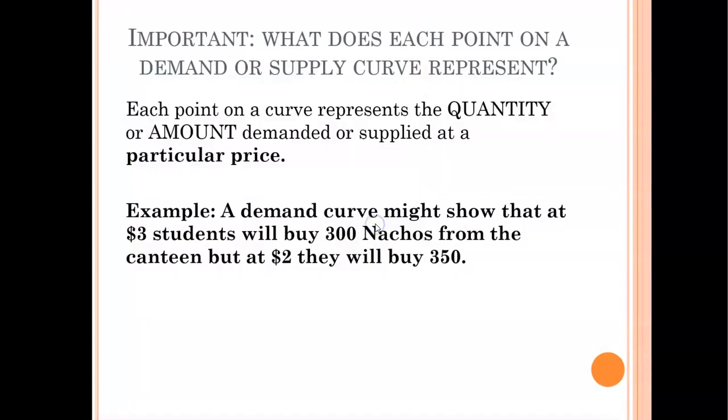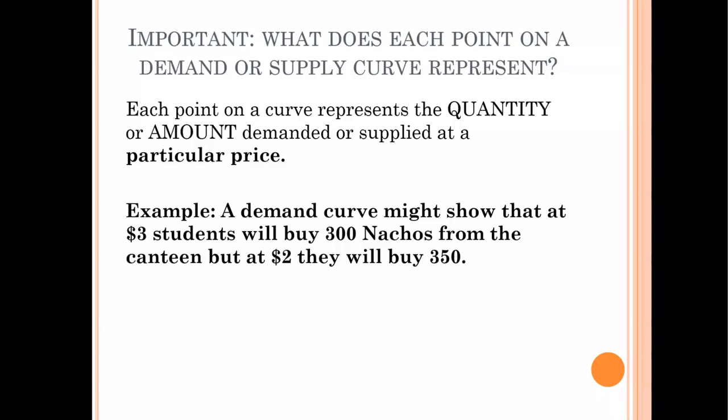You should know the basics of the idea of surplus and shortage. If there's one or the other, the market forces will slowly move the market to equilibrium, where the quantity demanded equals the quantity supplied. Important to all this is making sure you understand actually what a demand curve and a supply curve represent. Every point on a curve represents the quantity or amount demanded or supplied at a particular price. So you find a price, that's the amount demanded. Find the same price, that's the amount supplied.